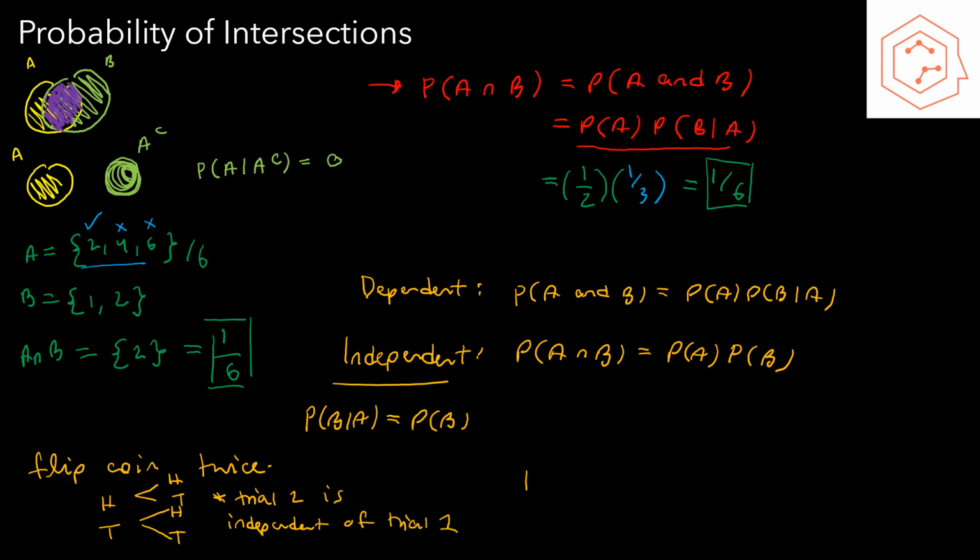So in that case, the probability of getting heads the first try and heads the second try is equal to the probability of heads the first try multiplied by the probability of heads the second try, which is equal to 1/2 times 1/2, or 1/4, which we can see is correct since 1 out of 4 of the events is getting heads twice.